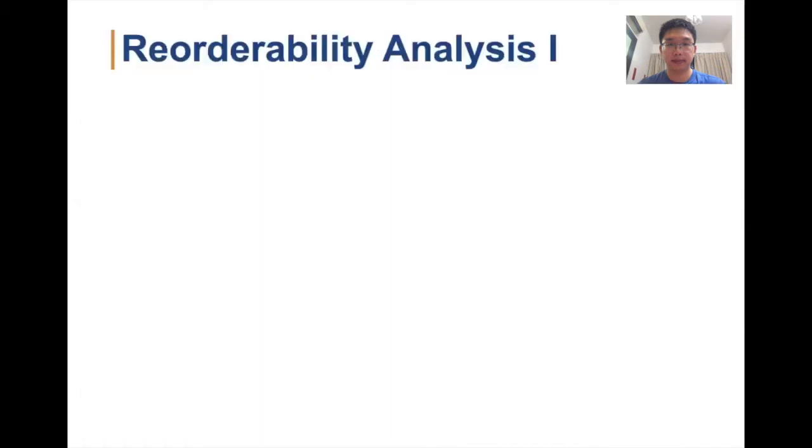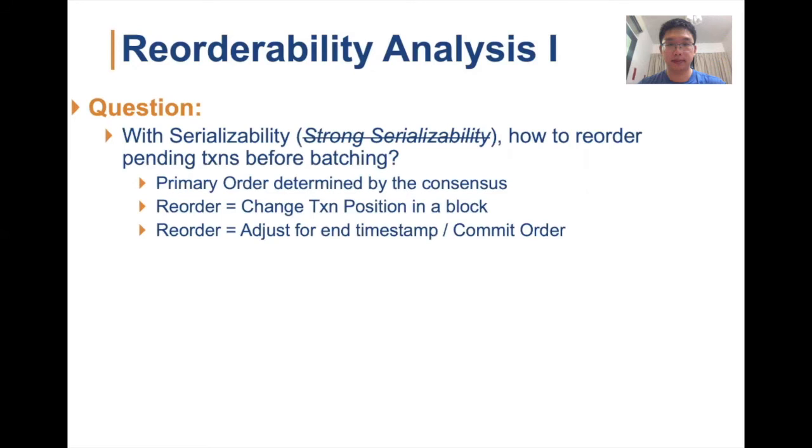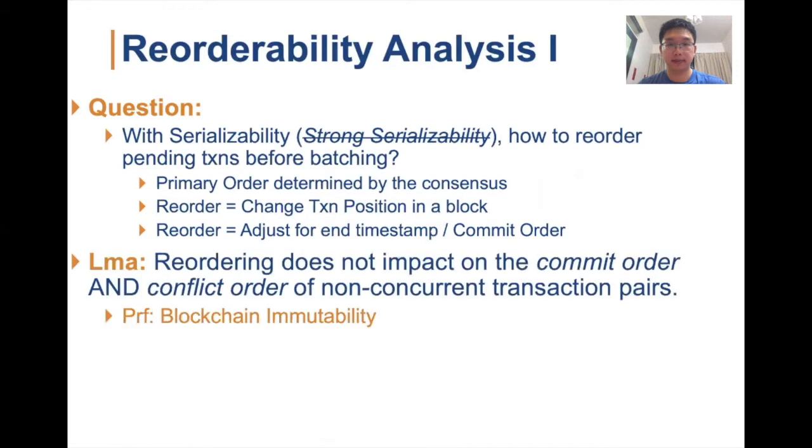Given the above, it naturally asks, under serializability instead of strong serializability, how to reorder pending transactions before batching them in a block. Note that the consensus has first established a primary order. Reorder here changes a transaction's position in the new block. It is equivalent to adjusting the end timestamps and their relative commit order. Now we lay out the two lemmas. The first states that the reordering does not impact the commit order and the conflict order of non-concurrent transactions.